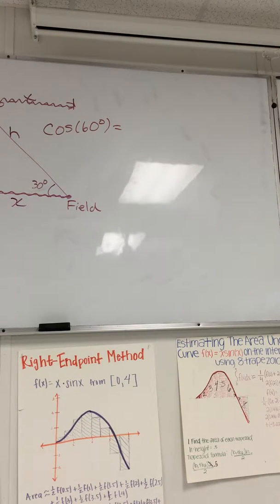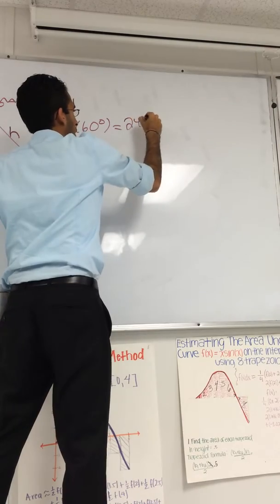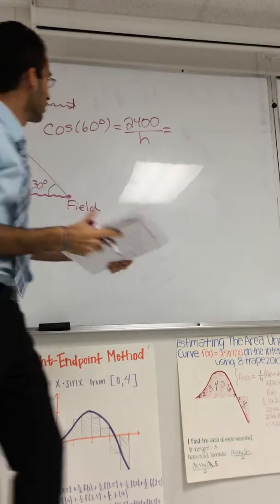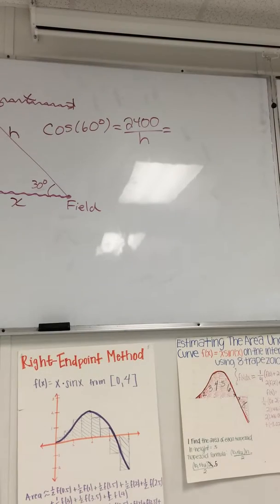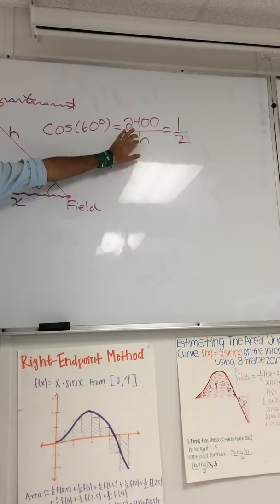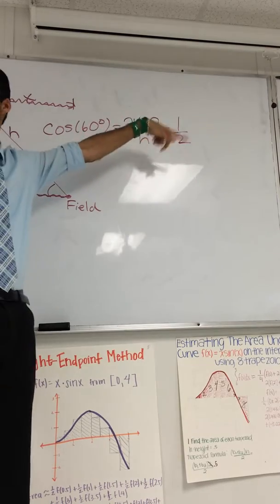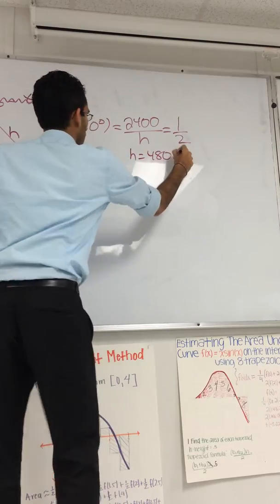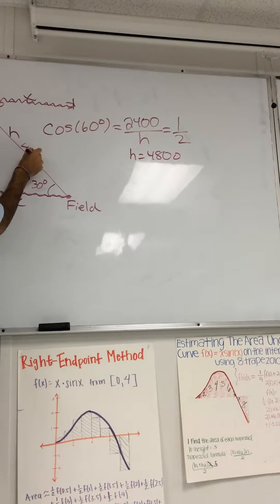So that's 2400 adjacent over h. And that has to equal 1/2. 4800. So therefore we've already found h. Cross multiply. h equals 4800. So call this 4800.